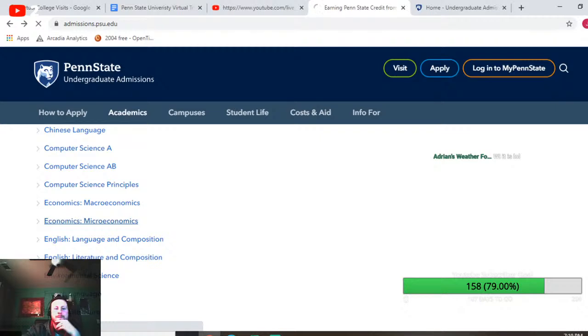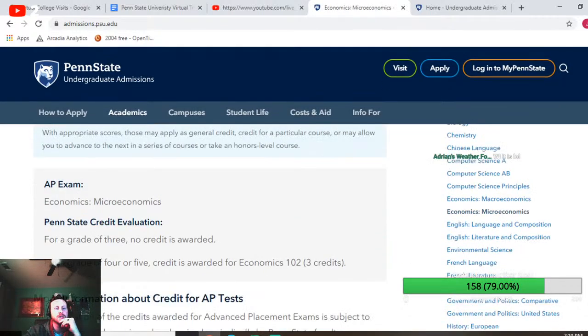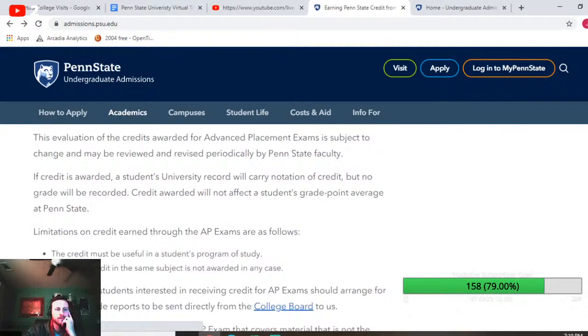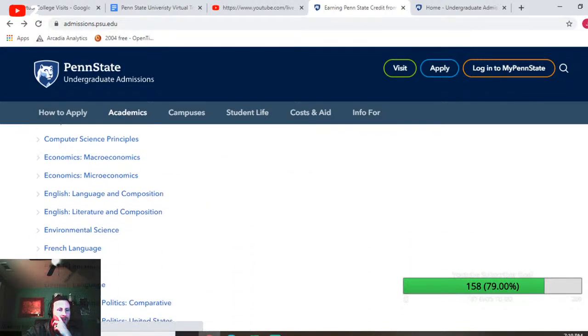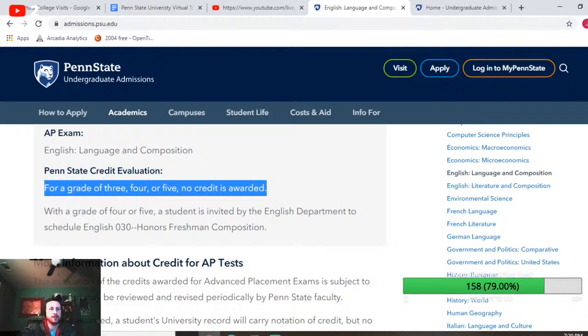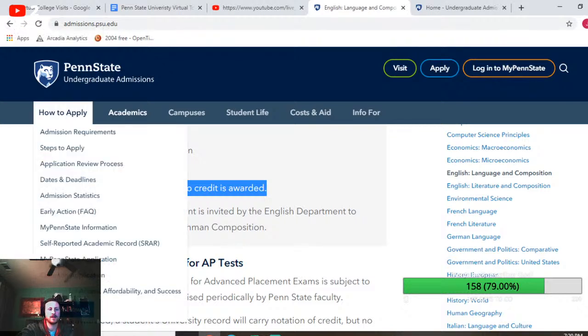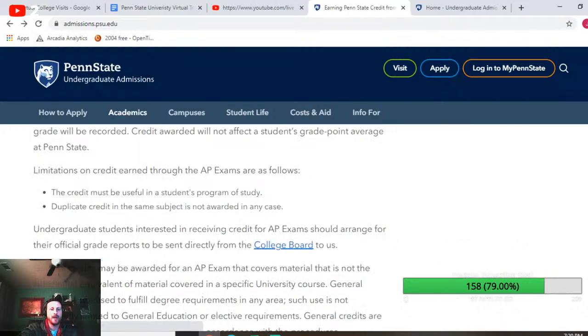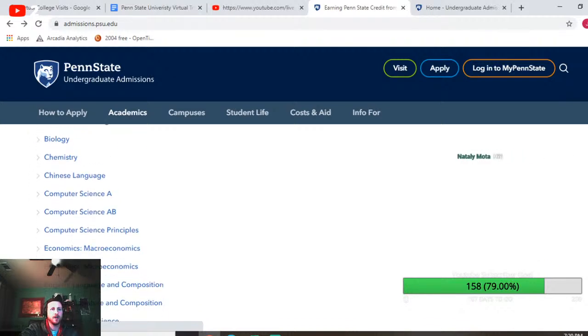Let's do microeconomics. See if there's anything. Yeah, 3, no credit. Let's see what else. I think next year I'll go to the lang. I'm gonna try 3 or, wow. Grade 3, 4, or 5 is given no credit. Imagine taking an AP course, passing the AP course, and not being given any sort of credit. With a 4 or 5, a student is invited by the English department to schedule English 030 honors freshman comp. Wow. That's kind of crazy to me.